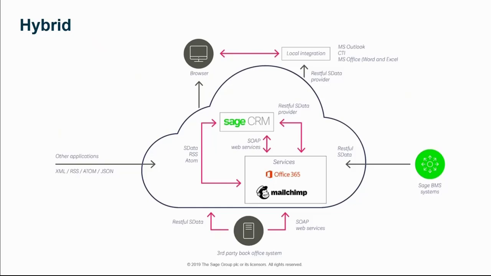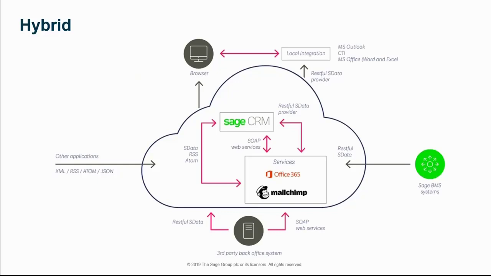Sage CRM allows integration via protocols such as SOAP and RESTful. Hence, a hybrid deployment can be achieved. As illustrated, CRM can be implemented in a cloud environment that accesses the back office system. This is not limited to back office systems that are on-prem, but also integrations to other cloud services such as MailChimp, Office 365, and many other services, as long as they support the protocol.